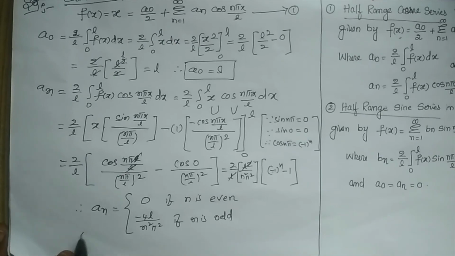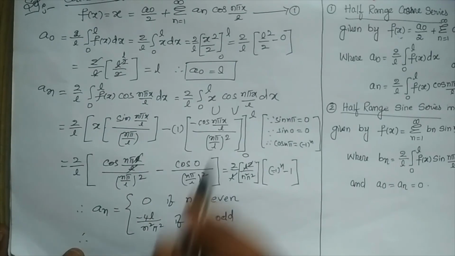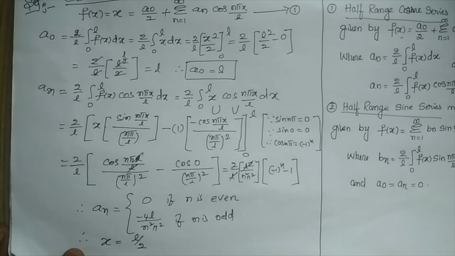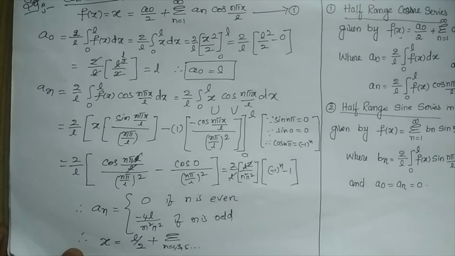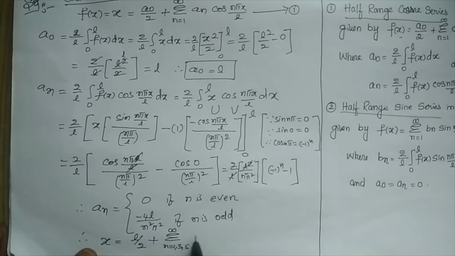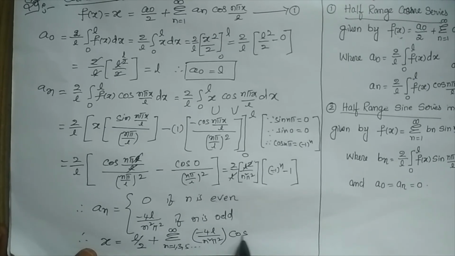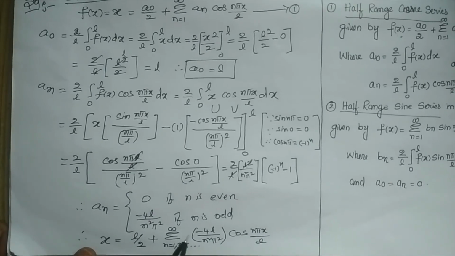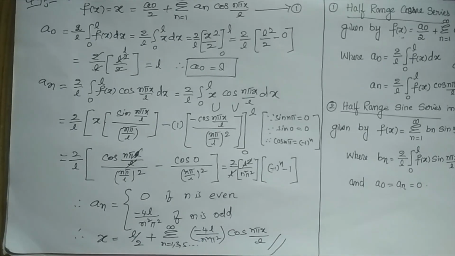Therefore, I can substitute the a0 value and a_n values in equation number 1. f of x is equal to a0 by 2, that means L by 2, plus summation n is equal to 1, 3, 5 and so on, because only odd, minus 4L by n square pi square into cos n pi x by L. This is the cosine series for the function f of x is equal to x in the interval 0 to L.